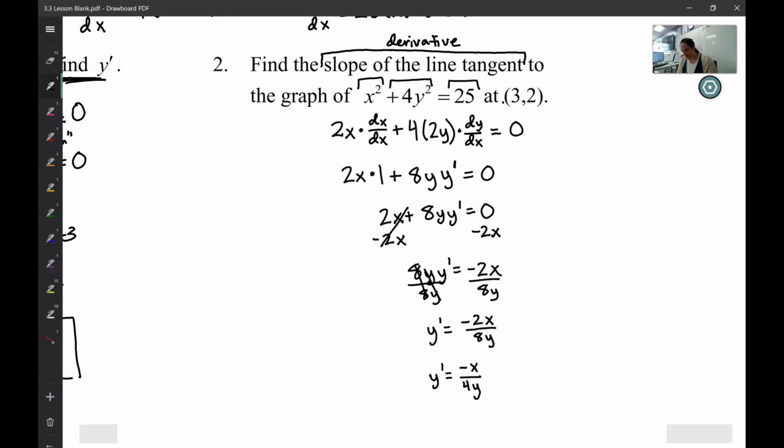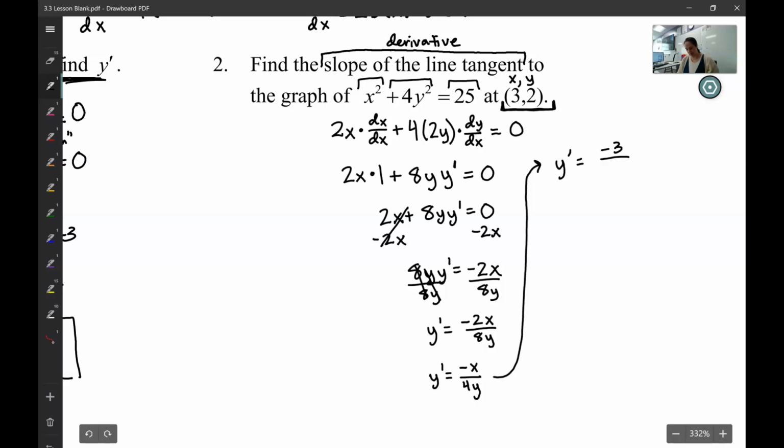I want to find the derivative at this point. So this is x, comma, y. So that means I'm still going to have y prime. I'm going to plug 3 in for x and 2 in for y, because that's what the problem told me. X is 3, y is 2. So then I get the slope at that point is going to be negative 3/8.